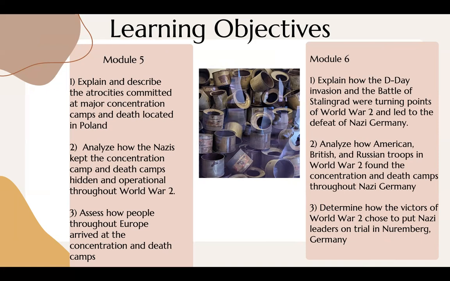And finally, in Module 6, we'll examine how Germany was defeated in the battles of D-Day and the Battle of Stalingrad, and how they were turning points in the war, and how they were finally defeated in 1945. When the United States, Russian, and British soldiers were marching through France, through Germany, through Poland, they found these concentration camps and death camps. And at the end of the course, we'll examine the Nuremberg trials, which placed Nazi officials on trial for crimes against humanity.